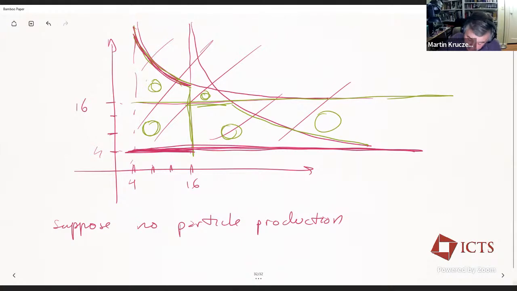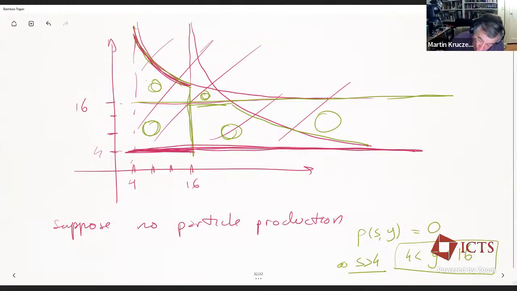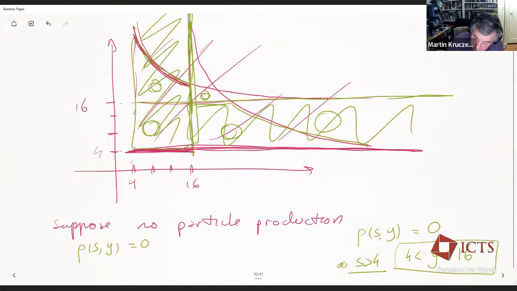Rho should be 0. So no particle production, then rho of s y is equal to 0 for s bigger than 4, which because we say for any s there is no particle production, and y less than 16, let's say. Actually more, because it should be below the hyperbola, but I only need this. Because if I do this by crossing, I should also have that rho of s y is 0 in this rectangle here. If it's 0 here, it should also be 0 here. And that will be s y bigger than 4 and s between 0 and 16.